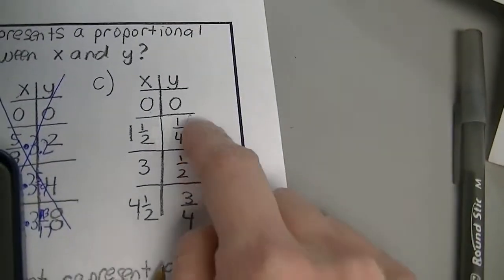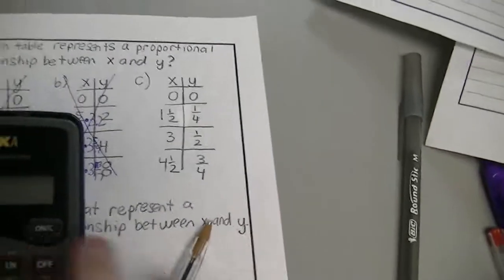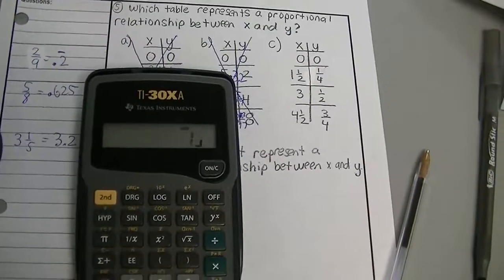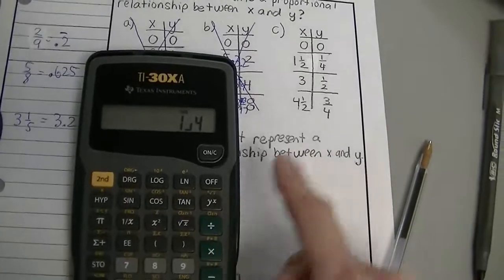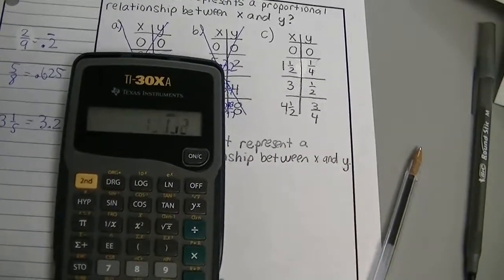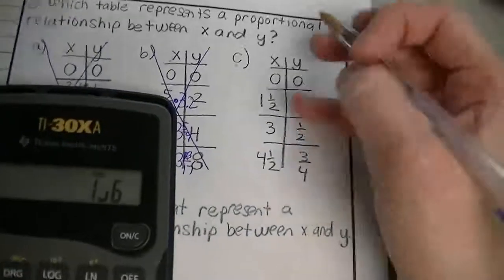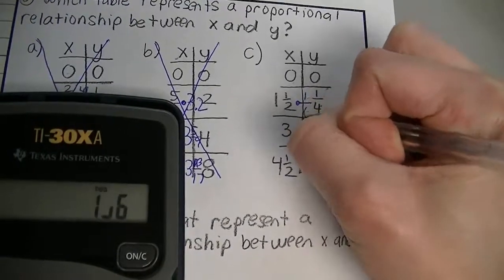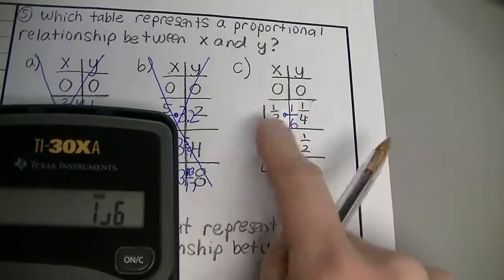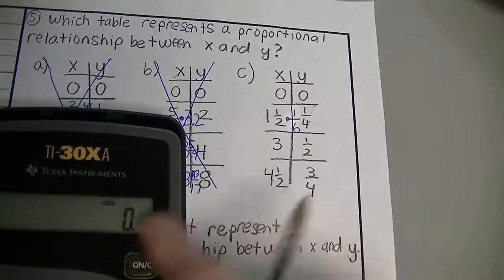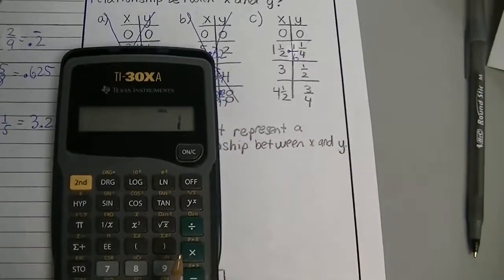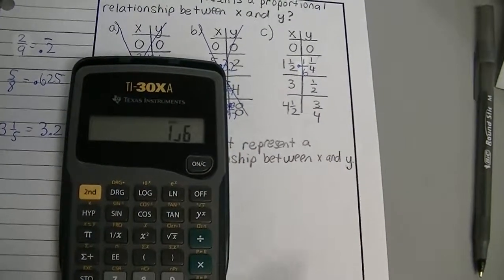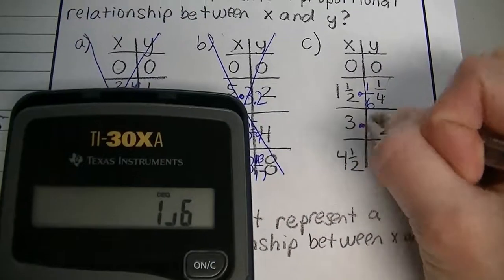Okay, for this one, I'm just going to go 1/4 divided by 1 1/2. I'm going to keep it all as fractions. 1 fraction bar 4th divided by 1 1/2. So it's 1/6. So I multiplied x times 1/6 to get the corresponding y value, because 1 1/2 times 1/6 is 1/4. Now 1/2 divided by 3: 1 fraction bar half divided by 3 equals 1/6. So far, so good for proportionality.